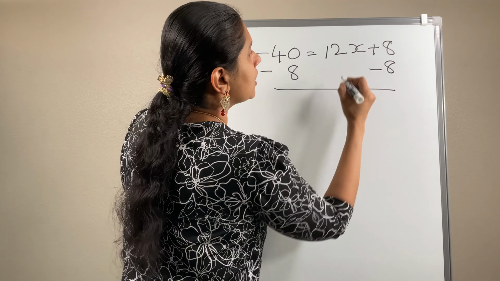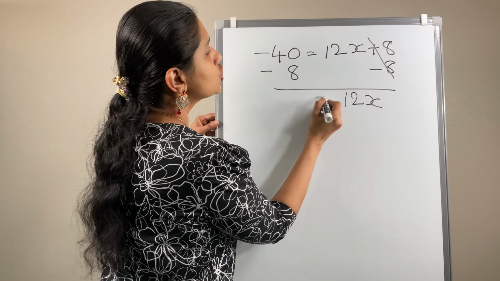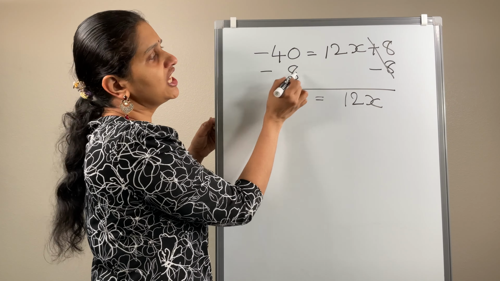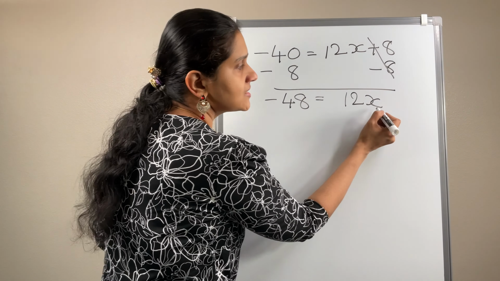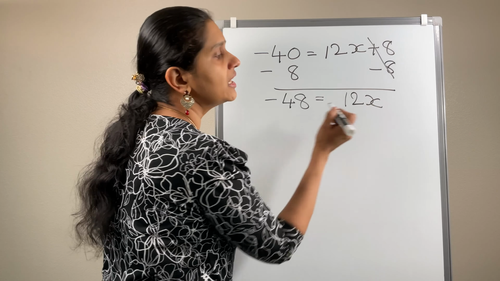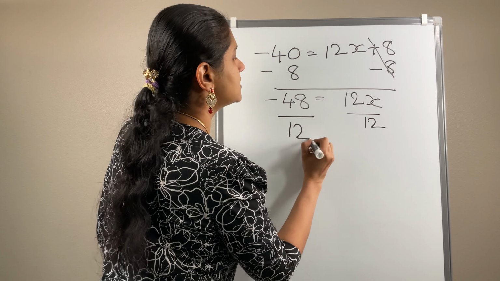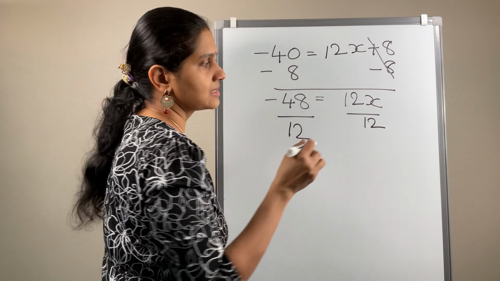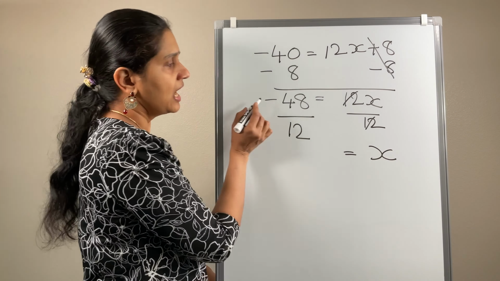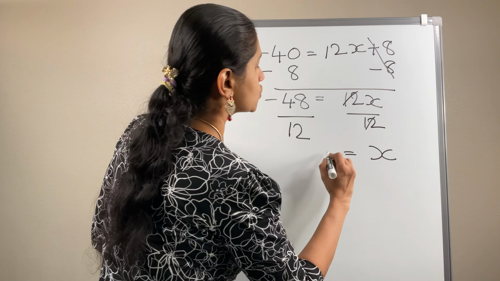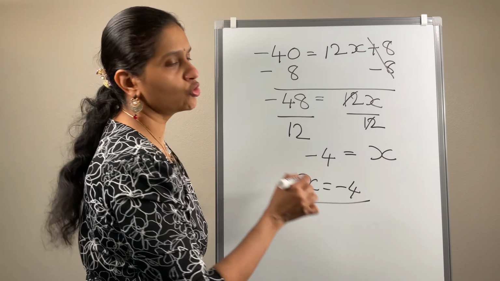So, on this side it will be 12x, positive 8, negative 8 will get cancelled. And on this side it's going to be negative 40, negative 8 is going to be negative 48. Now, to isolate this variable x, we have to avoid the number 12. So, I am going to divide by 12 on both the sides in order to isolate this variable x. When you cancel this 12, the variable x will be isolated, and negative 48 divided by 12 is going to be equal to negative 4. So, x equal to negative 4 is the value of x.